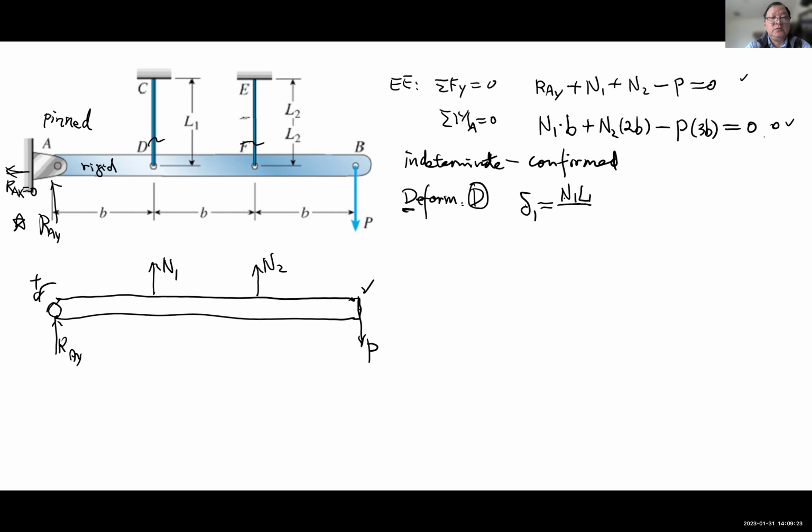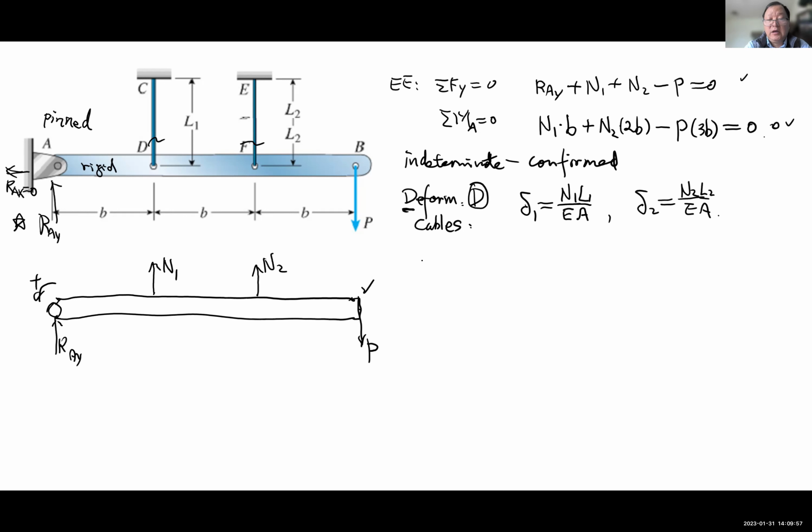Let's assume the same material, so you have EA, or you can have different ones, E1, A1. Then the second cable elongates too. Basically, only the cables deform. So delta 2 is N2 L2 over EA. Cable 1 gets stretched a little longer by N1, and cable 2 gets stretched a little longer because of N2.